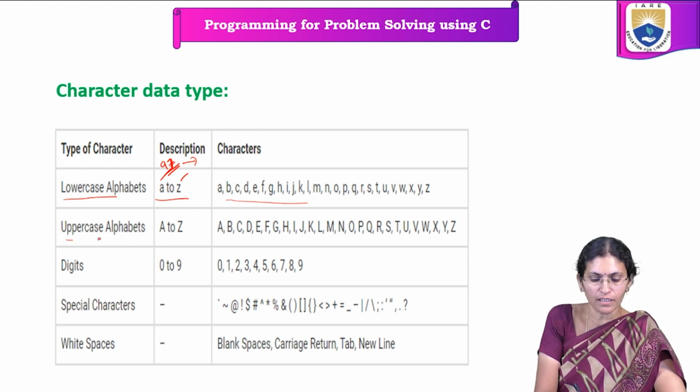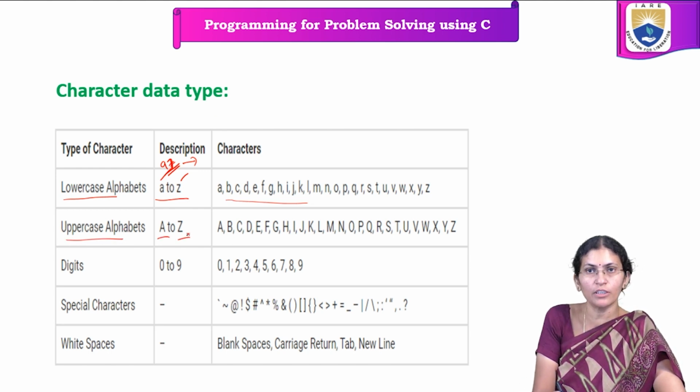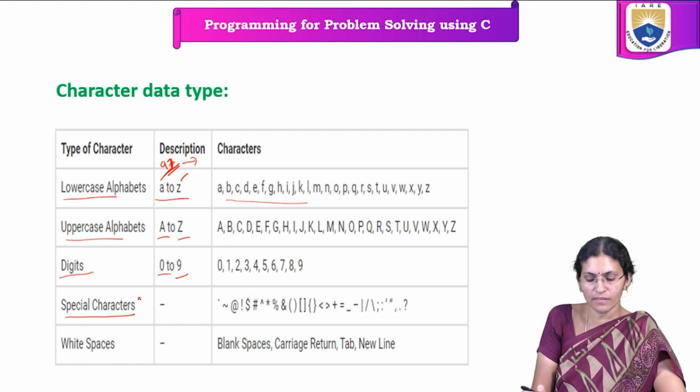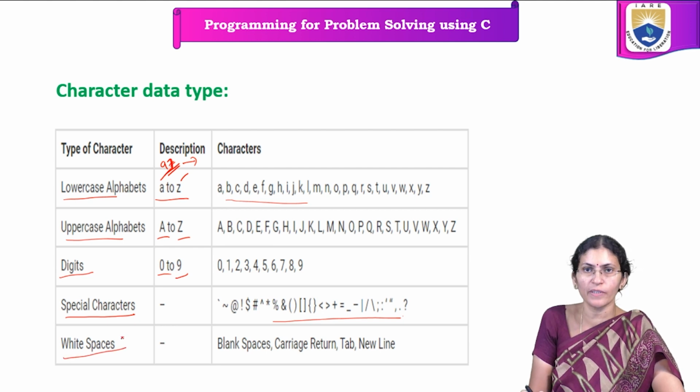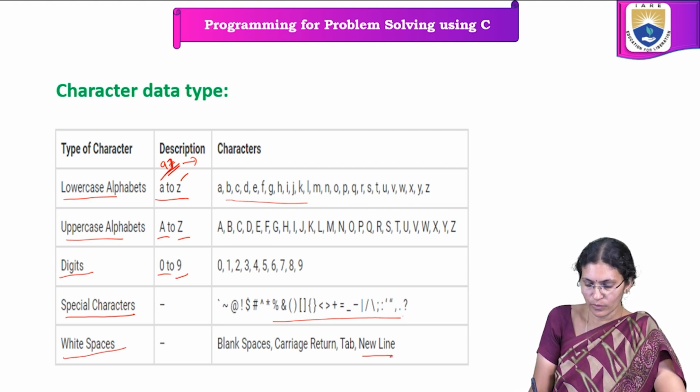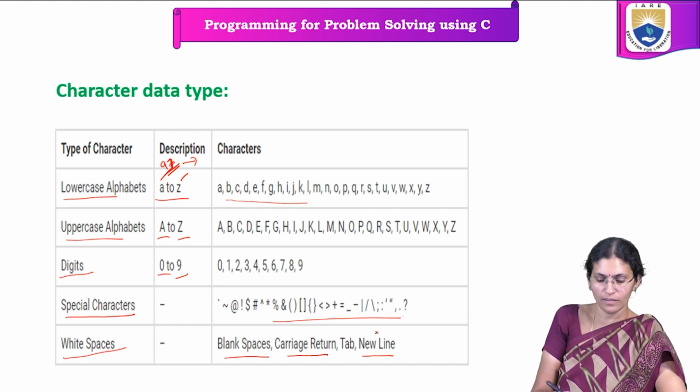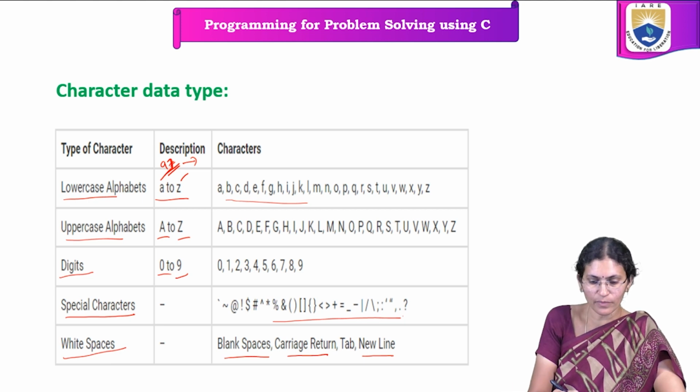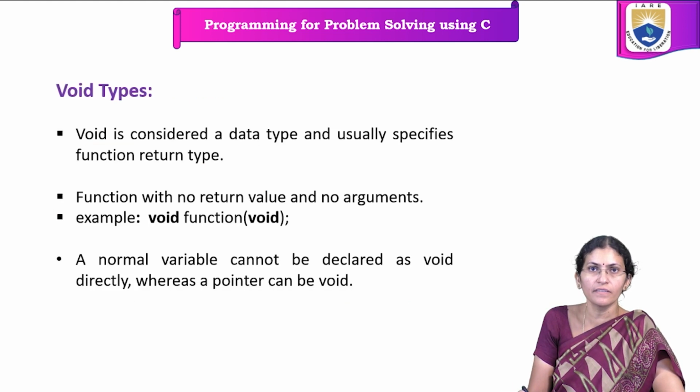Next, it can contain uppercase alphabets from capital A to capital Z. Then it can contain digits from 0 to 9. It can contain special characters, and all these are special characters in C. Then it can contain white spaces and new line. White spaces means carriage return, tab, etc. All these are white spaces. So all these represent the character data set in C.